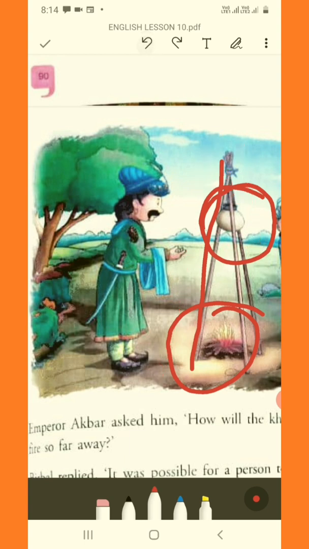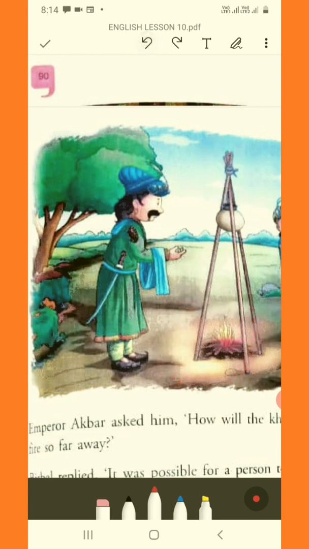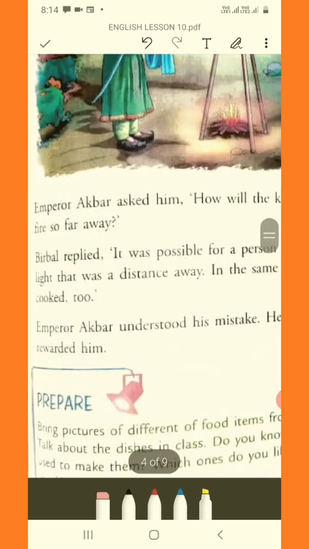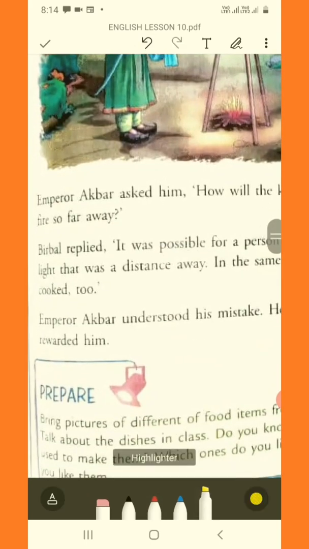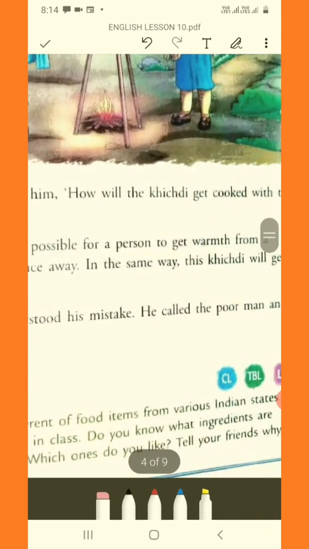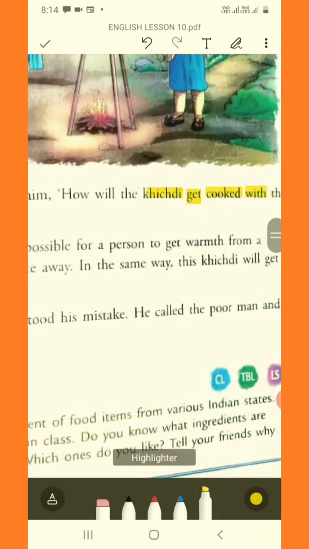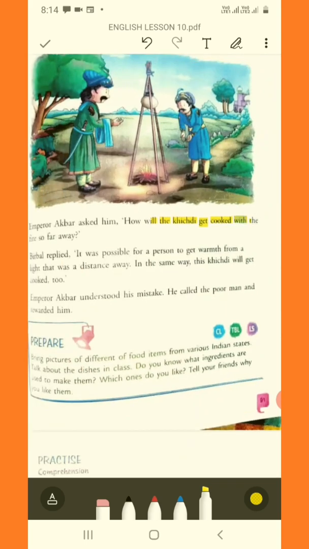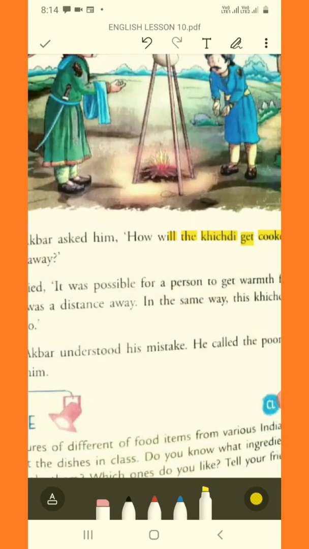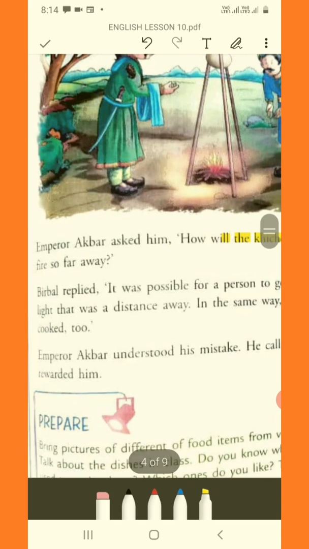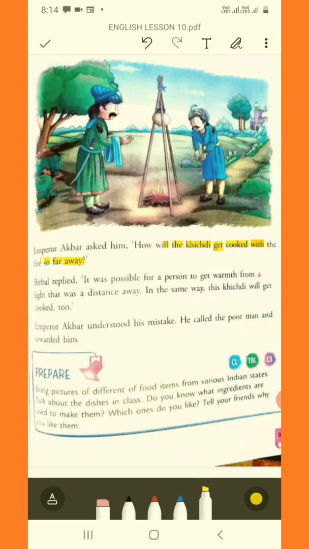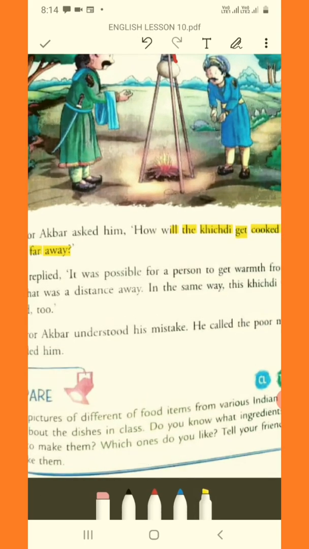Okay, so the emperor comes and sees this. And what would he say now? Let's see. Emperor Akbar asked him, how will the khichdi get cooked with the fire so far away? The emperor gets angry and asks, Birbal, how do you think this khichdi will get cooked with the fire being so low? Do you think it's even possible? Okay, now Birbal will come up with a sharp reply. What reply will it be? Let's find out.